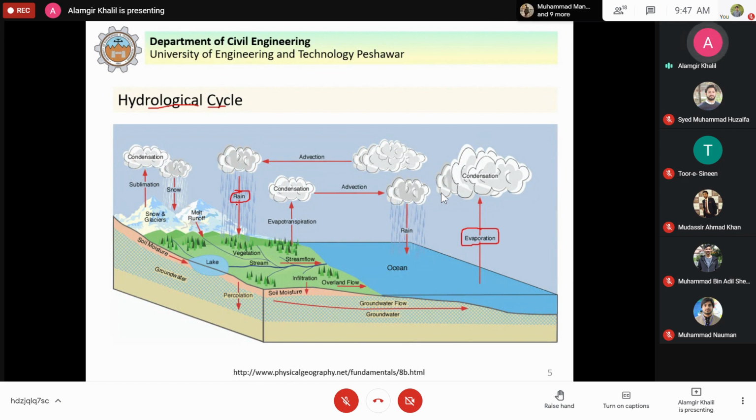And this rain which is coming on the surface of the earth, then it has different components. Some portion of the rain is used by the plants, and then after using the water for growth, the remaining water is released into the atmosphere again, that is transpiration. So evapotranspiration is the evaporation from the plant and the adjacent soil. Evaporation plus transpiration.